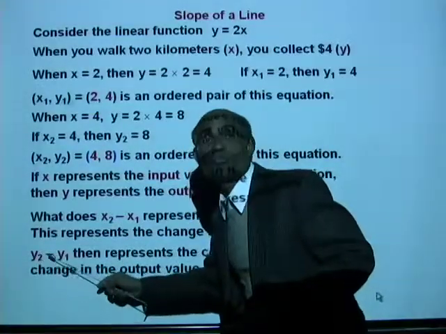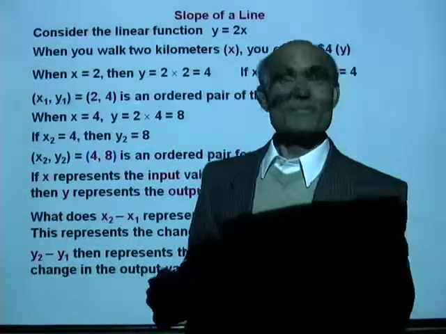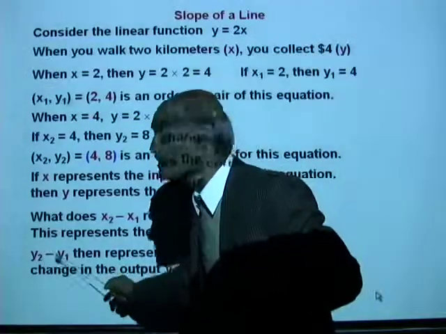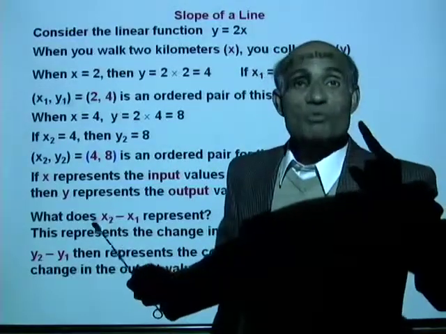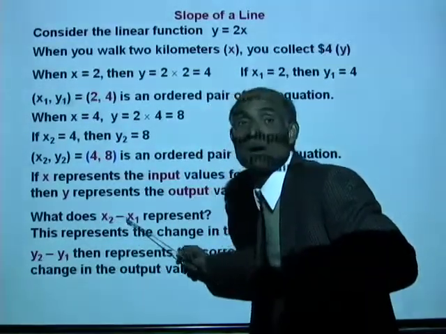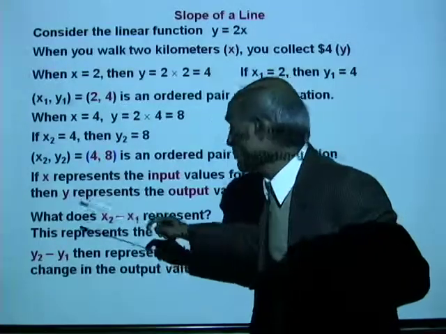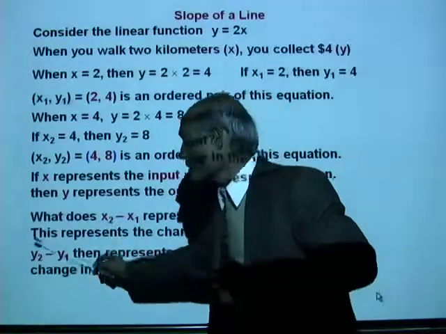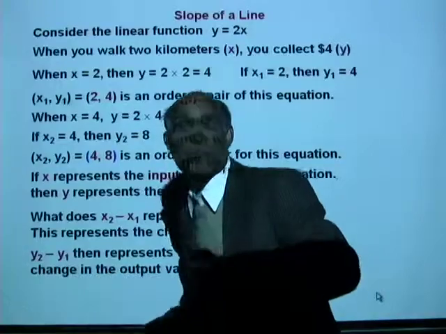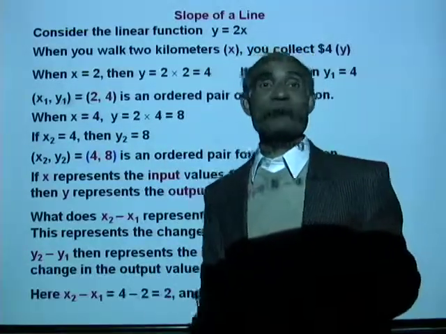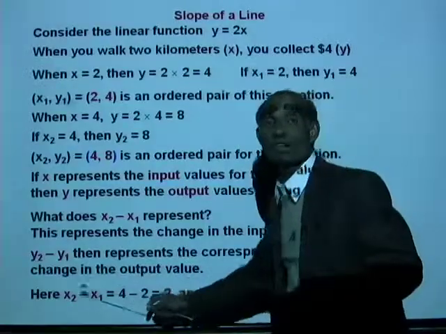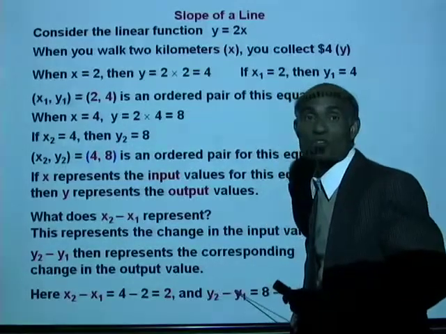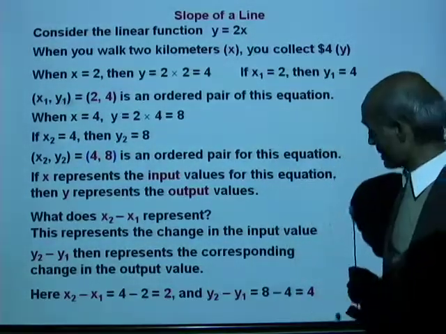Now, then what does y2 minus y1 represent? When the input changes, the output also changes. So y2 minus y1 is the change in the output when the input changed by this quantity. So when the input changed by a quantity x2 minus x1, the output changed by a corresponding quantity y2 minus y1. Now in this particular case, x2 minus x1 is 4 minus 2, that is 2. And y2 minus y1 is 8 minus 4, that is 4.